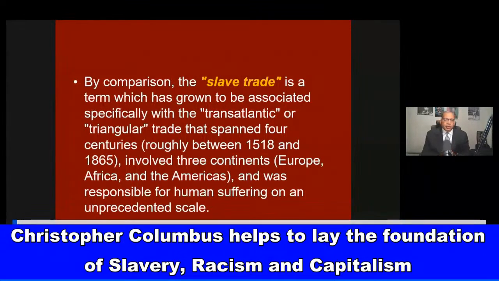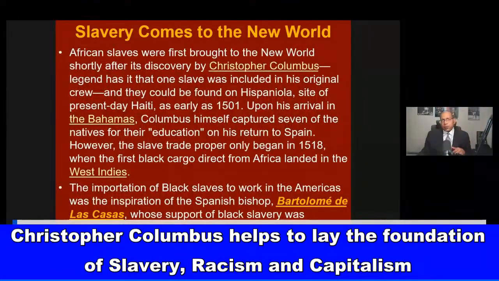This involved three continents, Europe, Africa, and the Americas, and was responsible for human suffering on an unprecedented scale. Now Brazil doesn't abolish slavery until 1888. 1865 is when it is abolished in the United States, but Cuba doesn't abolish it. Cuba abolishes it in 1886, and it's 1888 in Brazil.